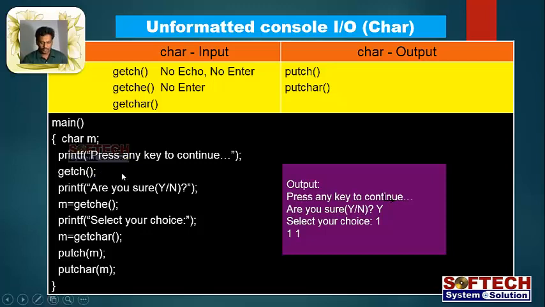It accepts only one key. That is no echo, no enter key. So no display, and we don't need to press the enter key. If we use getch, it will not display the character on the screen, and we don't need to press the enter key. That is no echo, no enter. So this character input function, getch, is suitable at the time of press any key to continue.